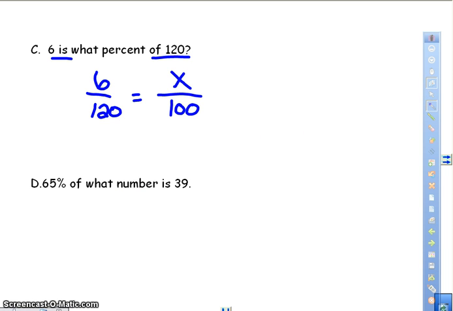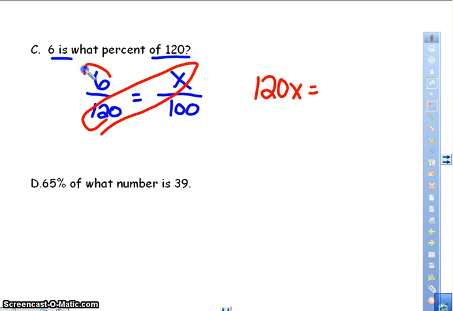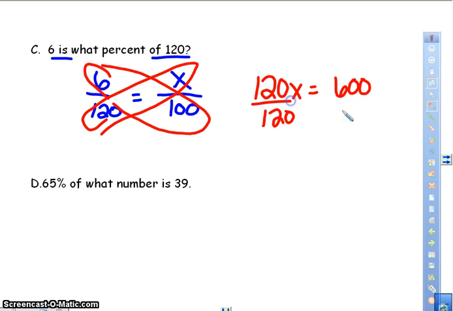Okay, and now we're going to cross multiply and solve. So I take 120 times x, which is 120x. I take 6 times 100, which is 600. And then I'm going to divide both sides by 120. So 600 divided by 120 is 5. So x equals 5. Now remember, since it's percent proportion, this number represents the number over 100. And we know any number over 100 is just that percent. So it's 5%.